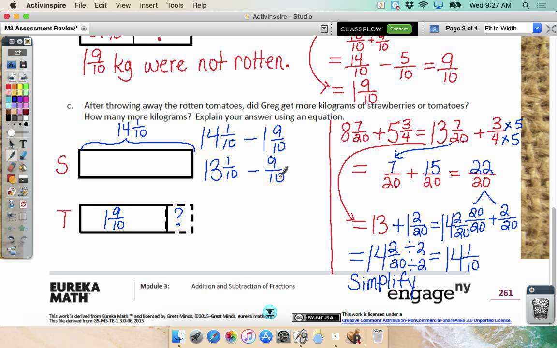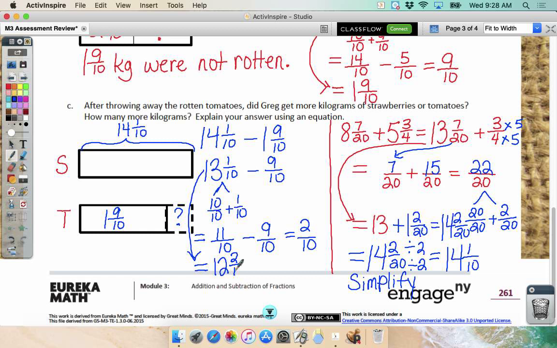Oh, you can't subtract it. 1/10 is smaller than 9/10. So I'm going to use one of these, right? Yes. So that gives me 11/10 minus 9/10 equals 2/10. What's my whole number I have left? 12. I thought it was 12.